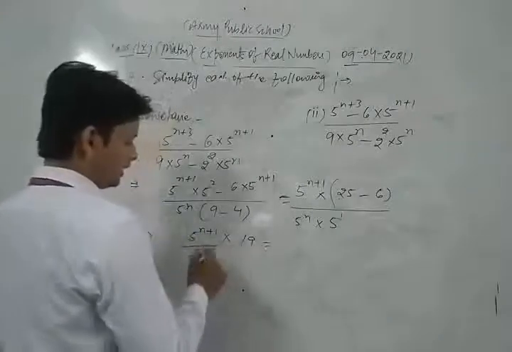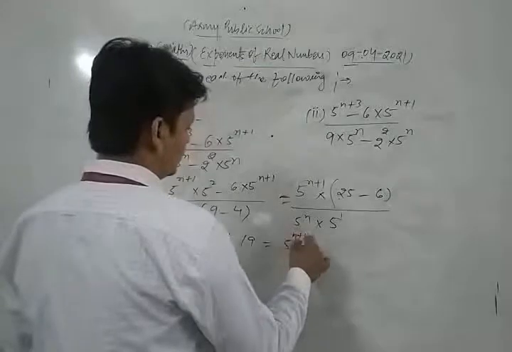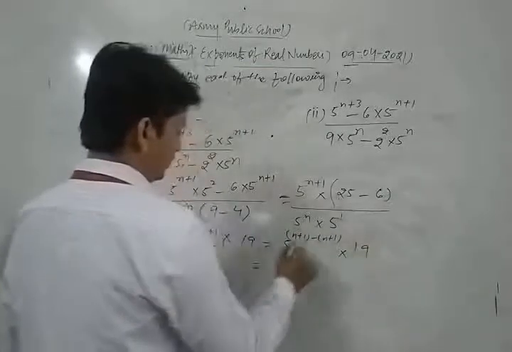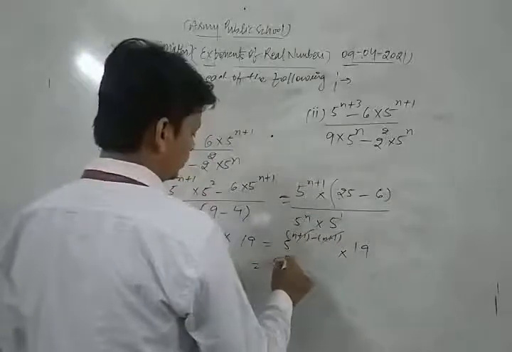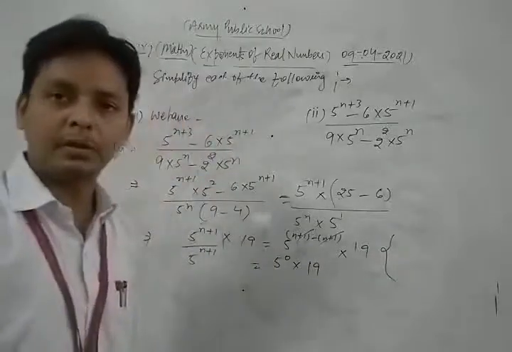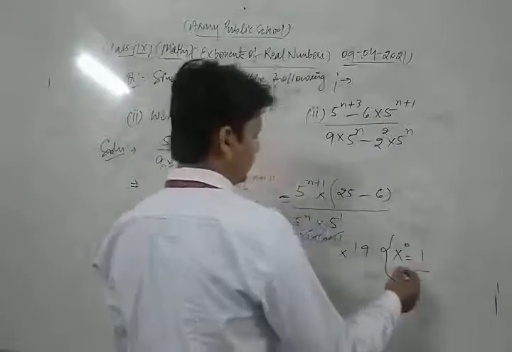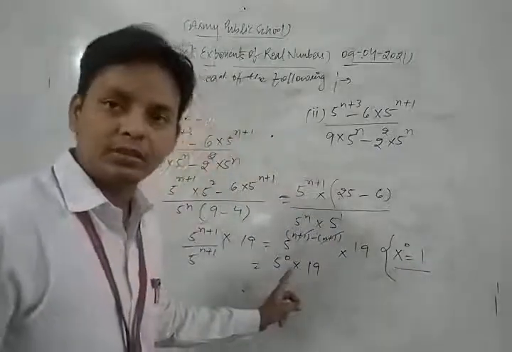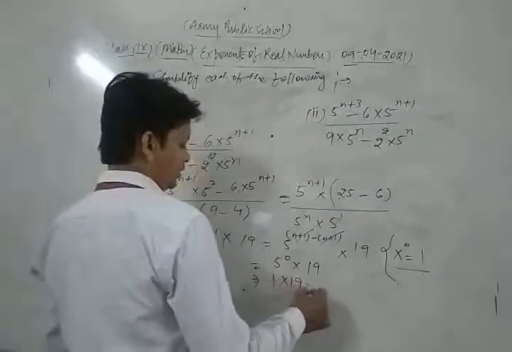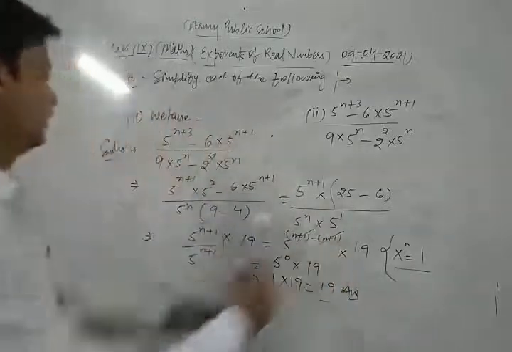Now we apply the laws of exponent, so we get 5 to the power n plus 1 minus n, into 19. So here we cancel, 5 power 0 into 19. This is one of the most important concepts related to this topic: if any power is 0, then its value is 1. So here 5 to the power 0 is 1. So 1 into 19 is 19. So this is the required solution of the given question.